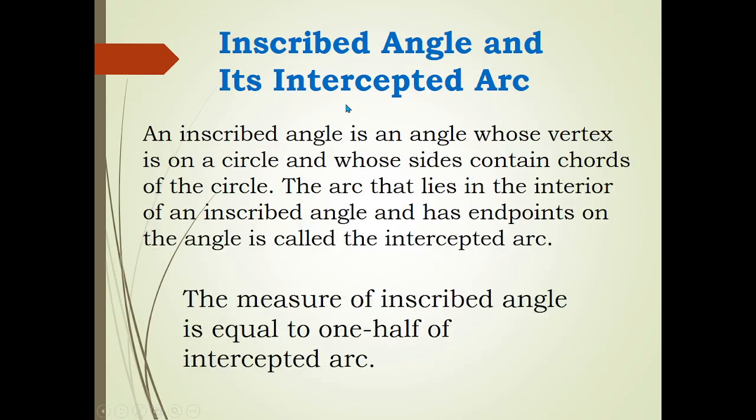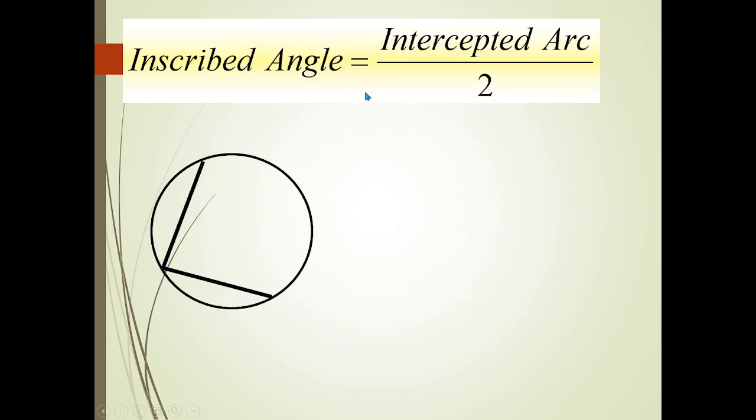Next, how about the relationship of an inscribed angle and its intercepted arc? When we say inscribed angle, as I have said, its vertex is on the circle as well as its 2 points. And it says that the measure of an inscribed angle is equal to 1/2 of its intercepted arc. So this is the intercepted arc.